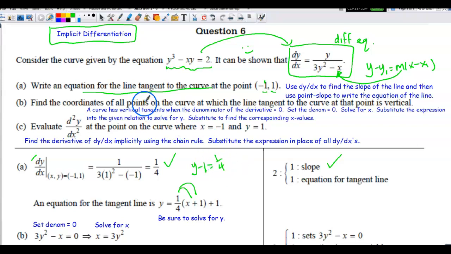Let me read that question. Write the equation of the tangent. So yeah, you could, in this case, you got to be careful. And I really don't want you to leave your answer in this format. I want you to always solve for y.